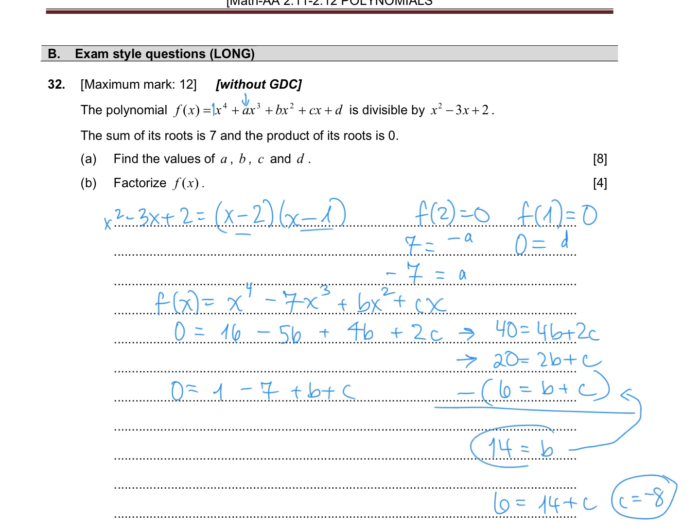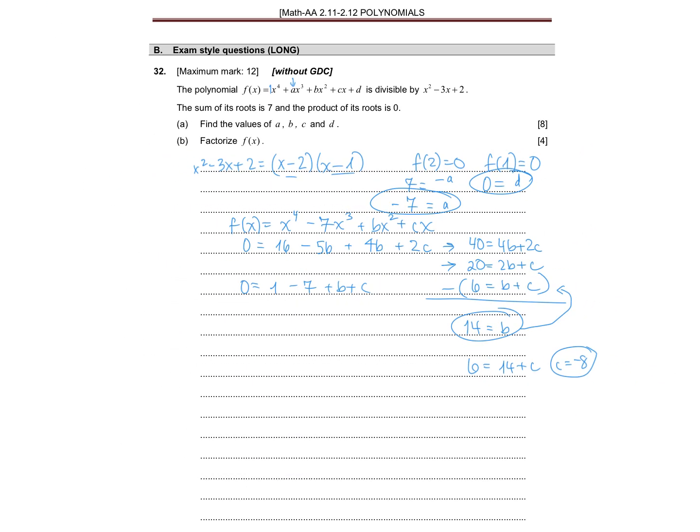So c is negative 8. So those are our A, B, C, D. So now we want to factorize this thing. So if we write it out, f at x is x to the fourth minus 7x cubed plus 14x squared minus 8x, and then plus 0. So straight away we can factor out an x.